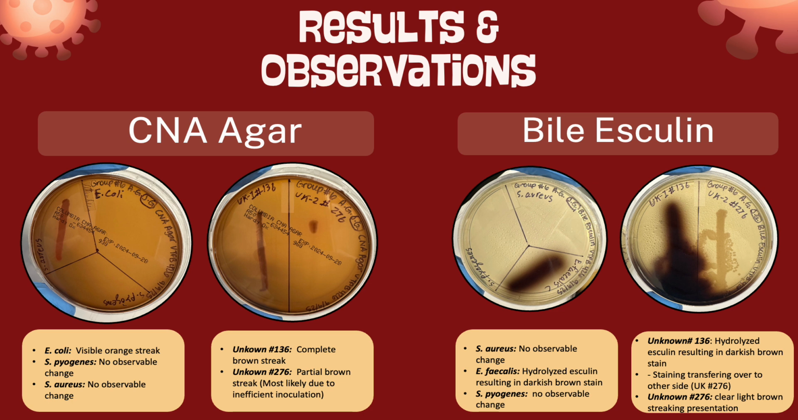And the staining also transferred over to the other side of unknown 276. We're suspecting that this might have been due to some type of inefficient inoculation or a type of fall that might have spread the bacteria over. For unknown 276, we did notice that there is some staining, however, it is light in color.